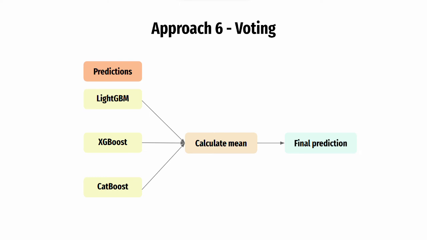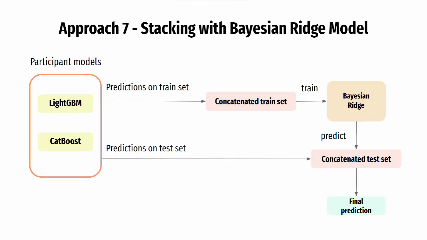Simply put, voting combines the predictions from different models to deliver a more reliable result, which is the mean for the three boosting algorithms. For the last solution, the boosting models are stacked using the Bayesian regressor. The stacked models are then averaged based on their marginal posterior probability.